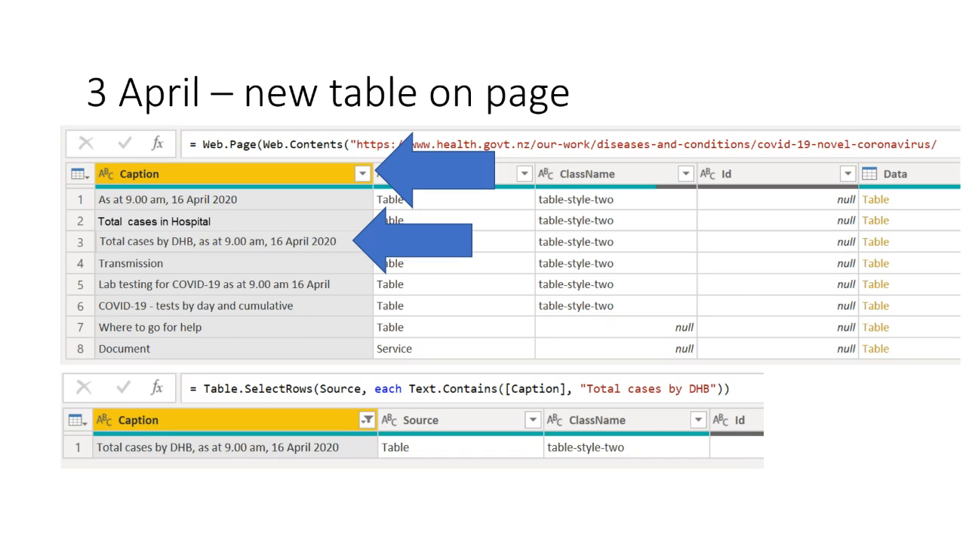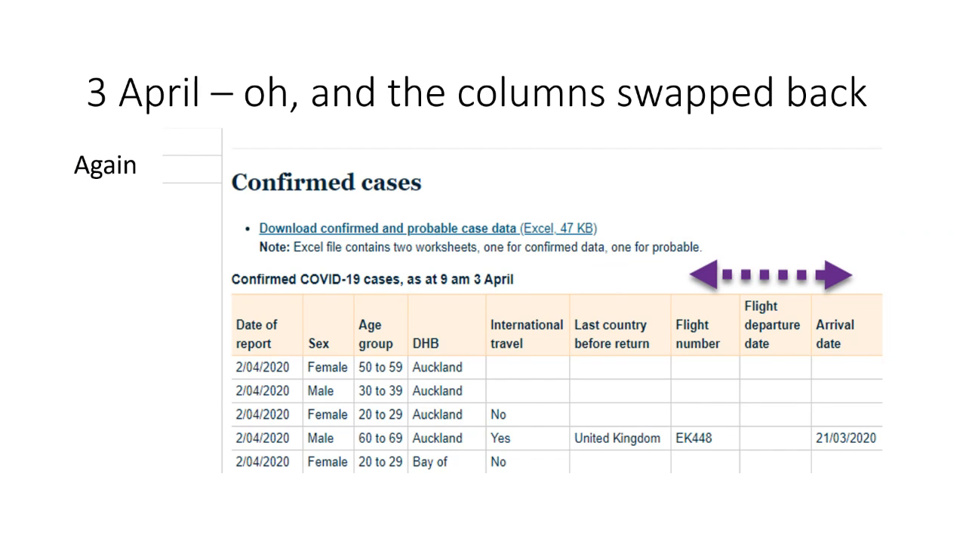So that looks like this. If the caption column contains the text total cases by DHB, give me that one and then work with the table that is in that row. And that kind of worked. Oh, and the other thing that they did on that day, they swapped the columns back, so I had to fix that again.